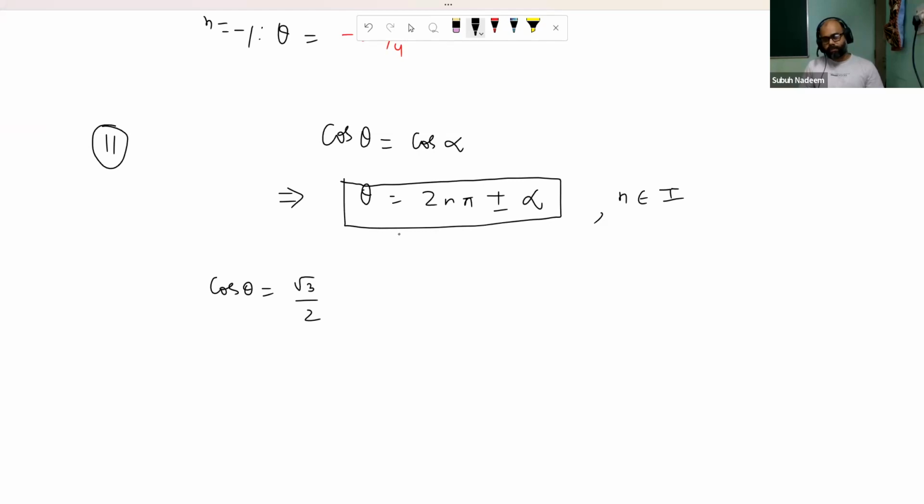Sir, we are not having alpha, right? So first find alpha. Alpha is pi by 6. Yeah, Rishita said alpha is pi by 6, because cos of pi by 6, that is cos 30 degree, is root 3 by 2. So one angle that you have to find out by your trigonometric table, which you know. And this is the principal solution.